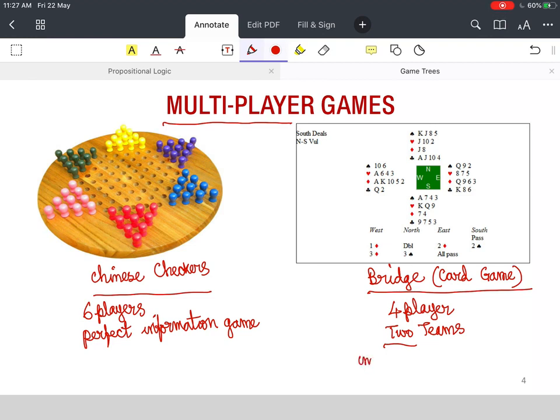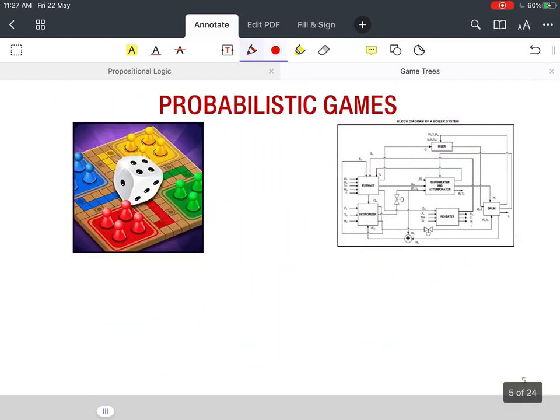Secondly, this is not a perfect information game. This is an incomplete information game, because here the cards are known only to their individual players and they can only guess what the cards are with the opponent. So now we have multiplayer games.